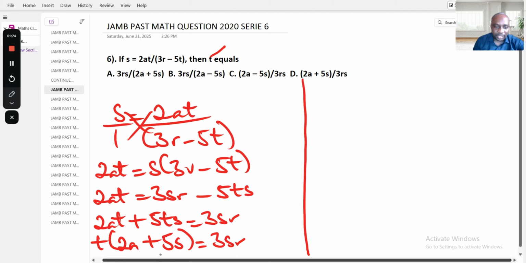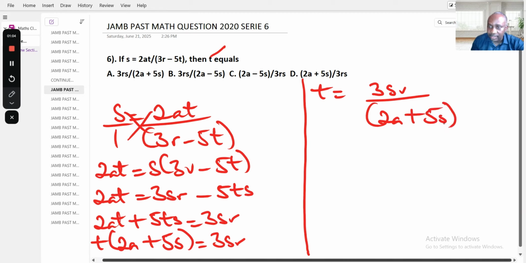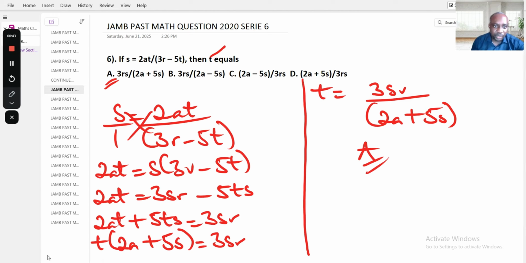3xr. Now what is the next thing we are going to do? The coefficient of t is the bracket of 2a plus 5x. We are going to divide both sides. Therefore our final answer is going to be 3xr over bracket 2a plus 5x. This is our final answer. We have substituted for the t. We have something like this: 3x divided by 2a plus 5a. Our final answer is A, 2a plus 5, that's the denominator here. A.